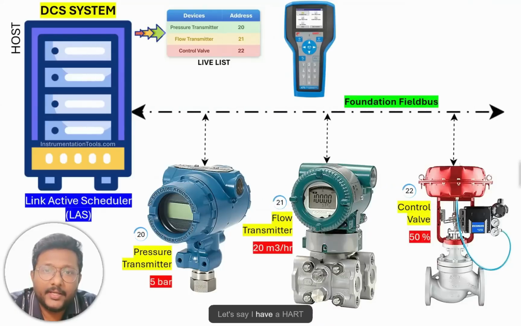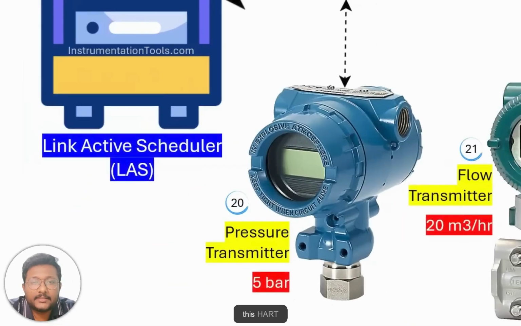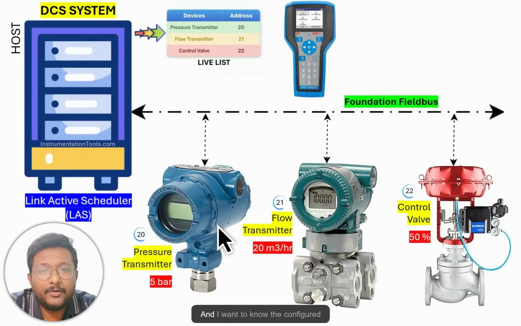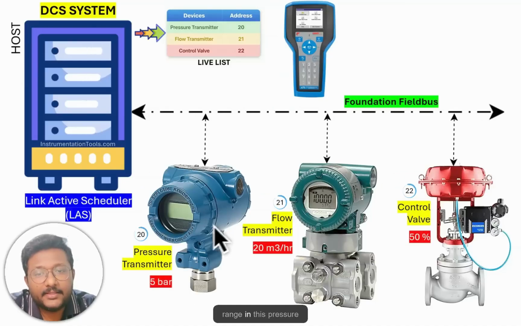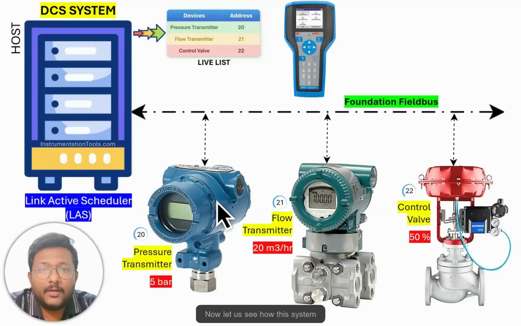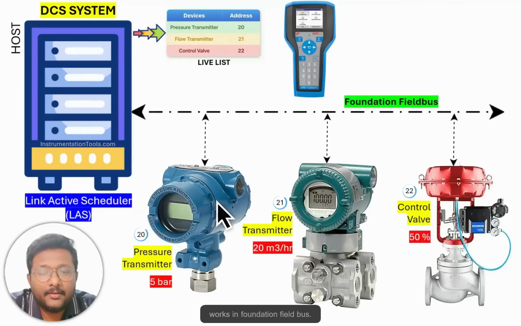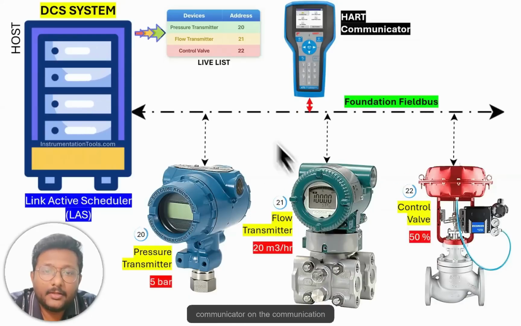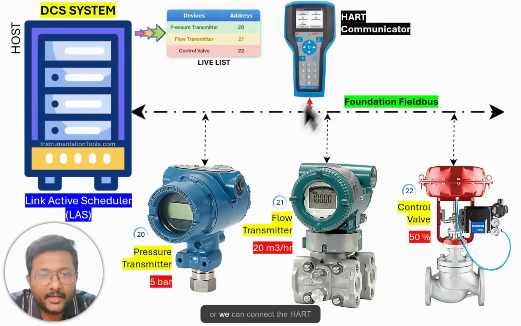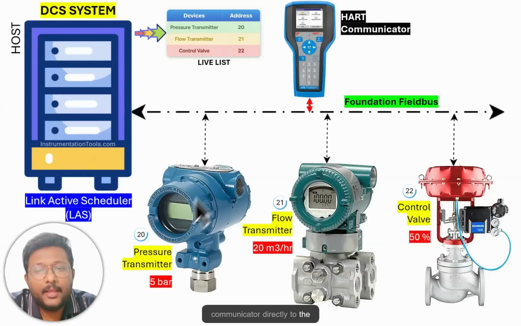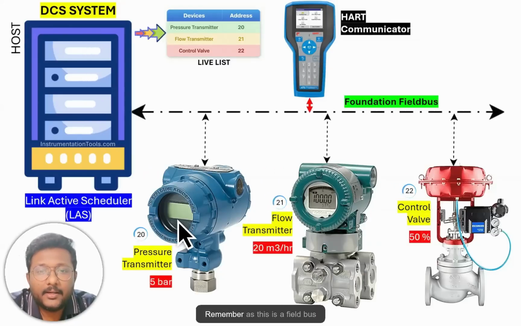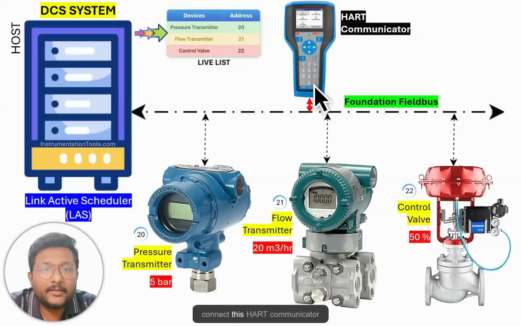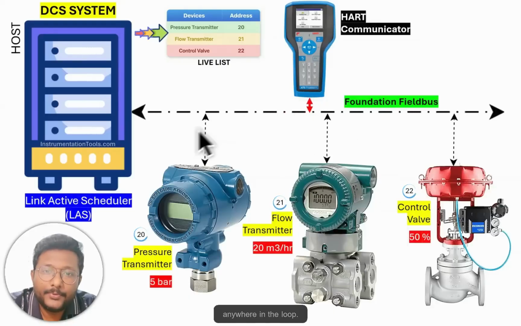Now I will take that example. Let's say I have a HART communicator and I want to connect it to this pressure transmitter, and I want to know the configured range in this pressure transmitter. Now let us see how this system works in Foundation Fieldbus. I connect the HART communicator on the communication network, or we can connect it directly to the pressure transmitter. Remember, as this is Fieldbus communication, we can connect this HART communicator anywhere in the loop.